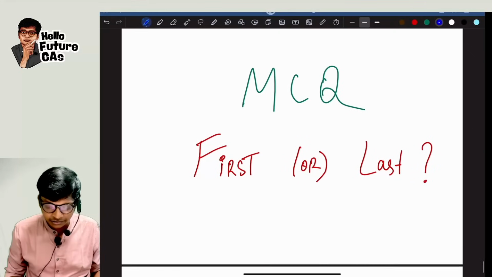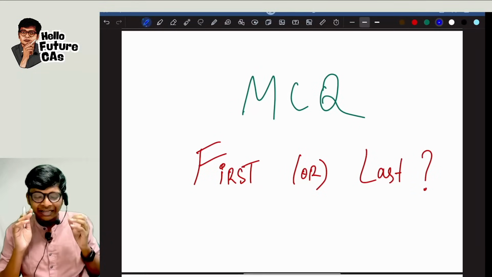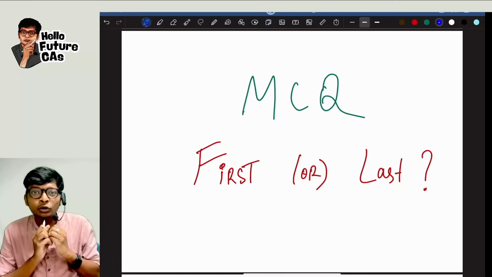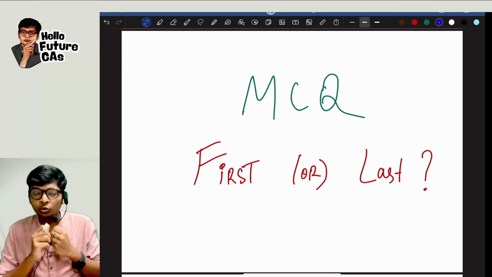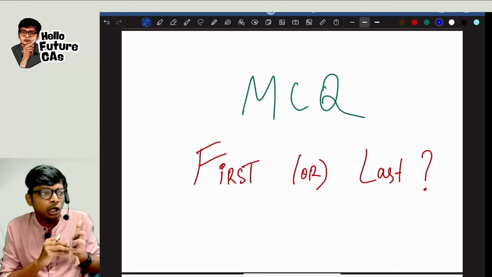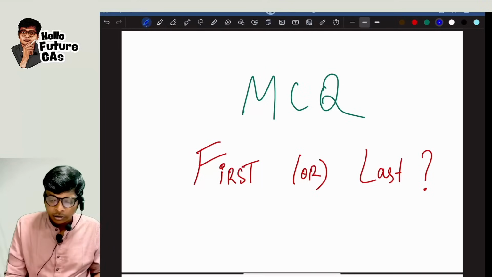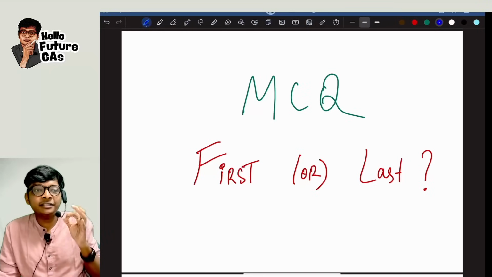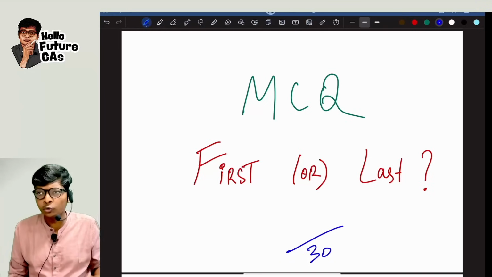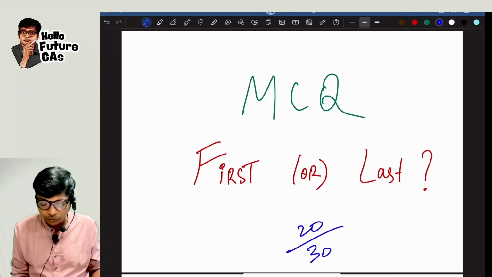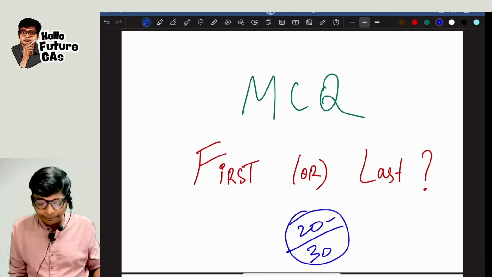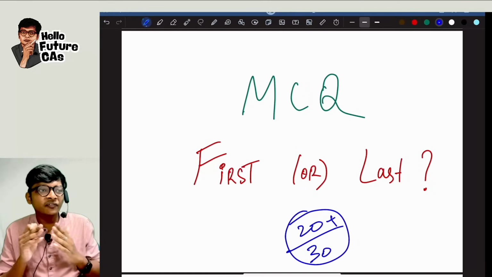Hello future CAs. What we are going to discuss now is how we are going to approach MCQs in the exam, which is going to come for 30 marks for you, correct? This is going to work for all the subjects, not just accounts or law. It's very important to plan this well, because out of 30 marks in MCQ for all subjects, you have to get minimum 20. I'm not saying 20 is what you should get. 20 plus is good. 24, 25, it's fine.